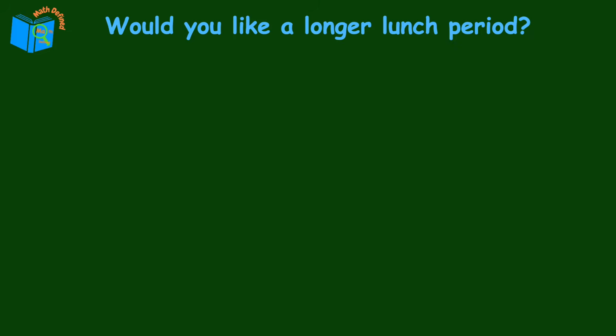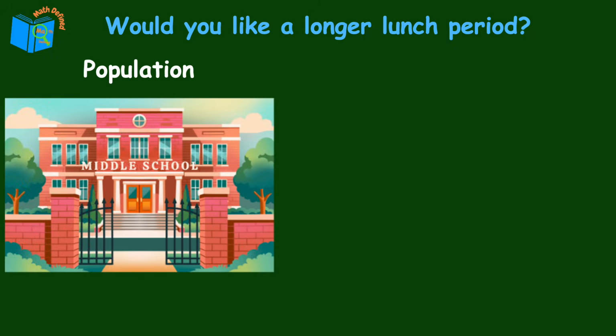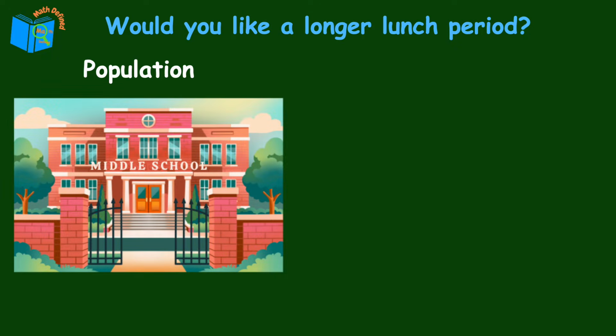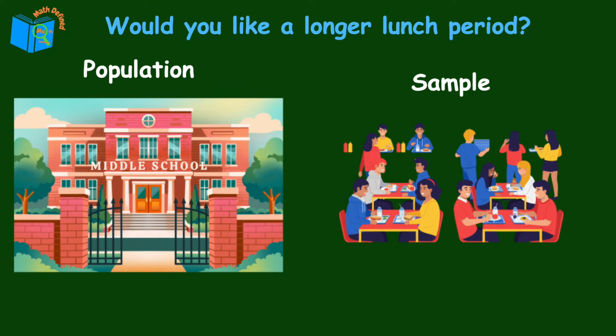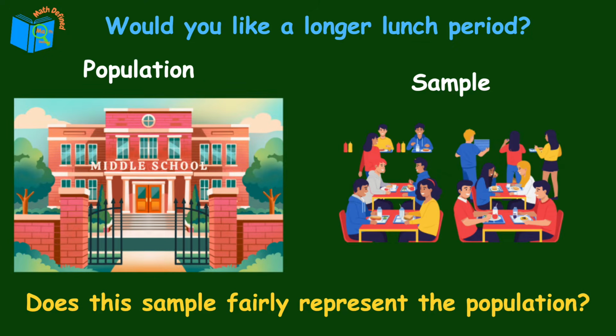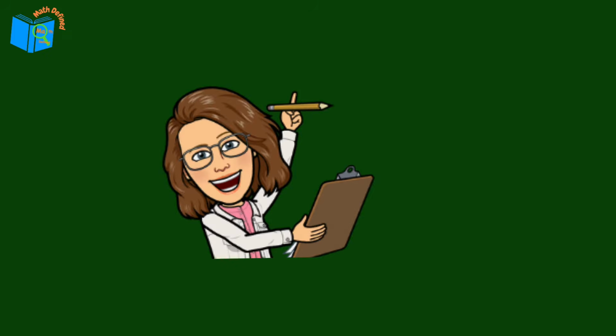Let's say we want to know what students at your school think about longer lunch periods. The population is every student at the school. The sample is the group of students we actually ask. The big question is, does this sample fairly represent the population? Well, that depends. We need more information.